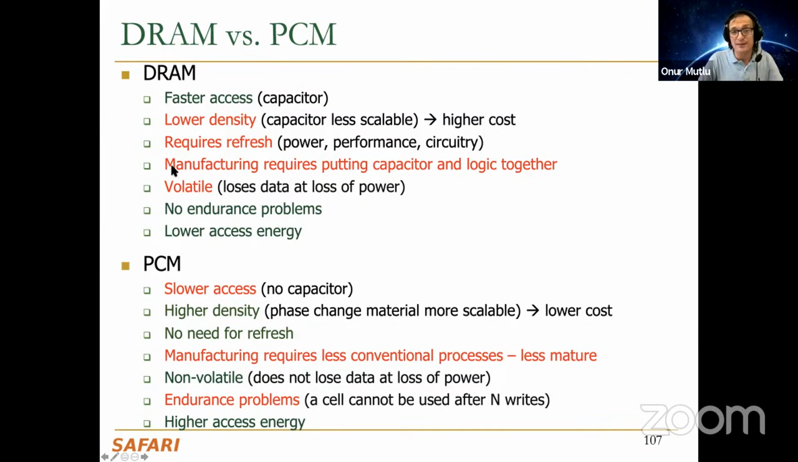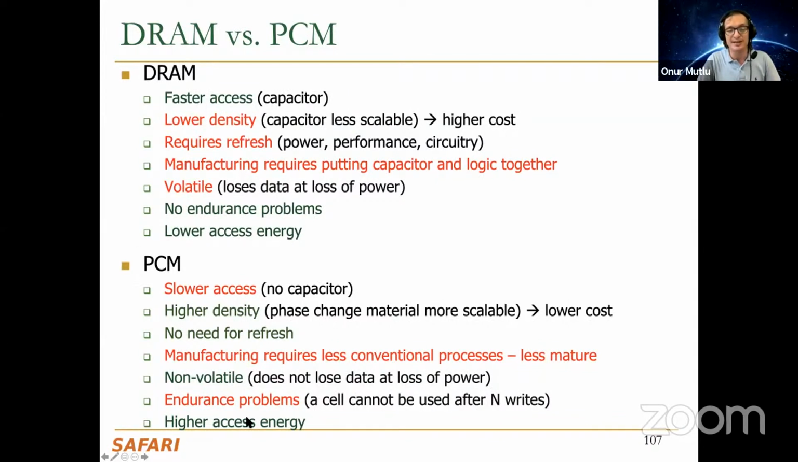So the downside of phase change memory is it has endurance problems. DRAM doesn't have endurance problems. A cell cannot be used after n writes, basically. And that's a downside. It's an endurance problem. You degrade the quality of the cell as you write to it. And that's why this cannot be an easy to use memory technology, at least one that can replace DRAM completely today.